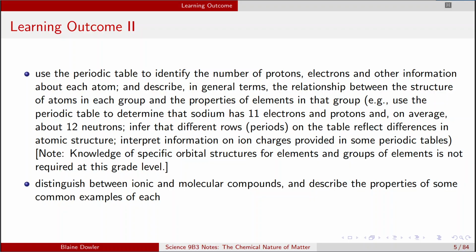And our final bullet point is to distinguish between ionic and molecular compounds and describe the properties of some common examples of each.